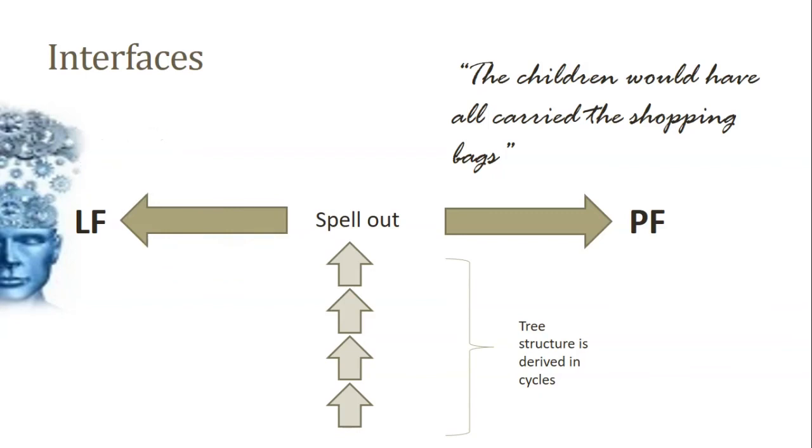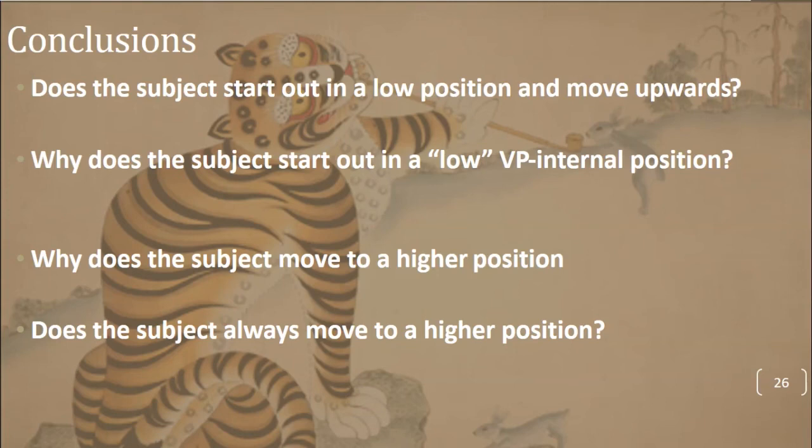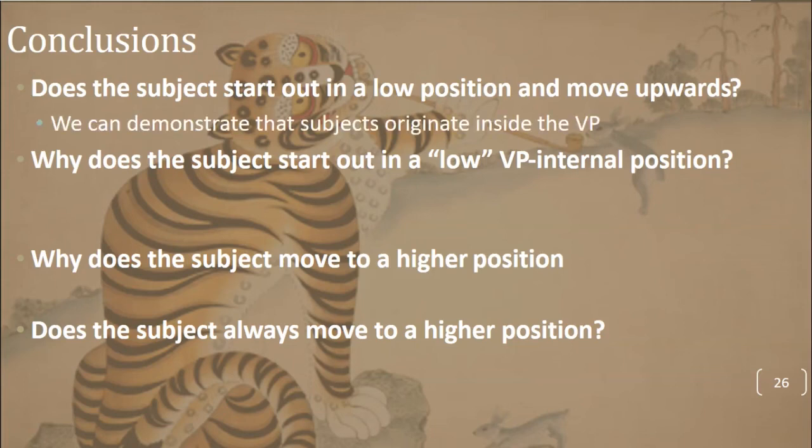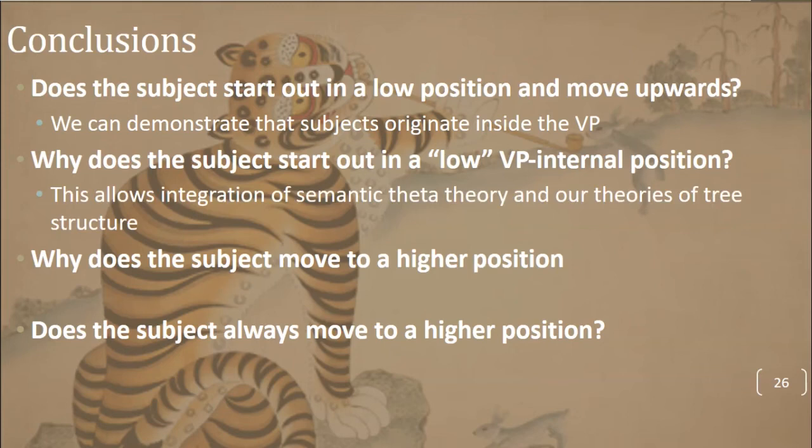To conclude, we started out with 4 questions that we wanted answers to. Does the subject start out in a low position and move upwards? The answer is yes. We can demonstrate empirically that subjects originate inside the verb phrase. Question 2. Why does the subject start out in a low verb phrase internal position? And the reason seems to be that the subject needs to have its thematic role assigned inside that position. And this allows the integration of our semantic theta theory and our theories of tree structure.